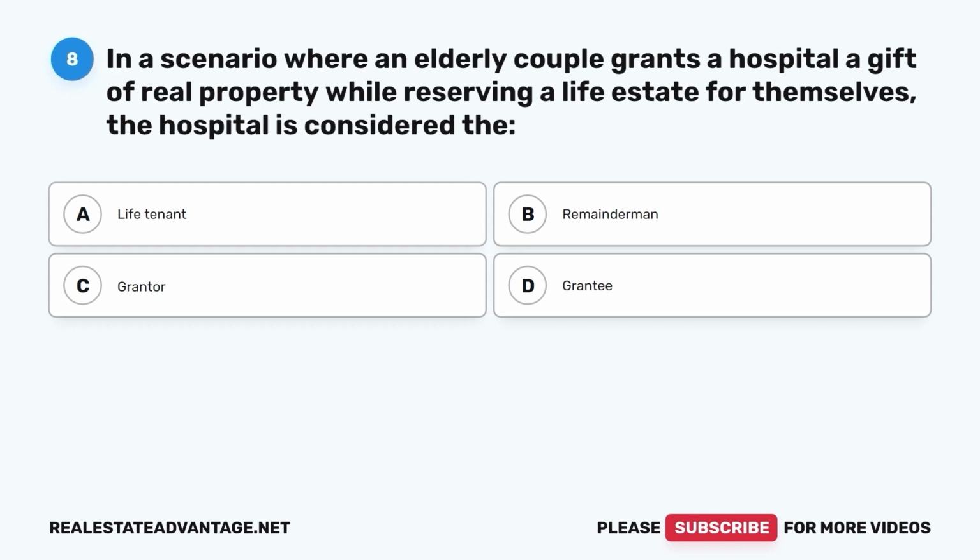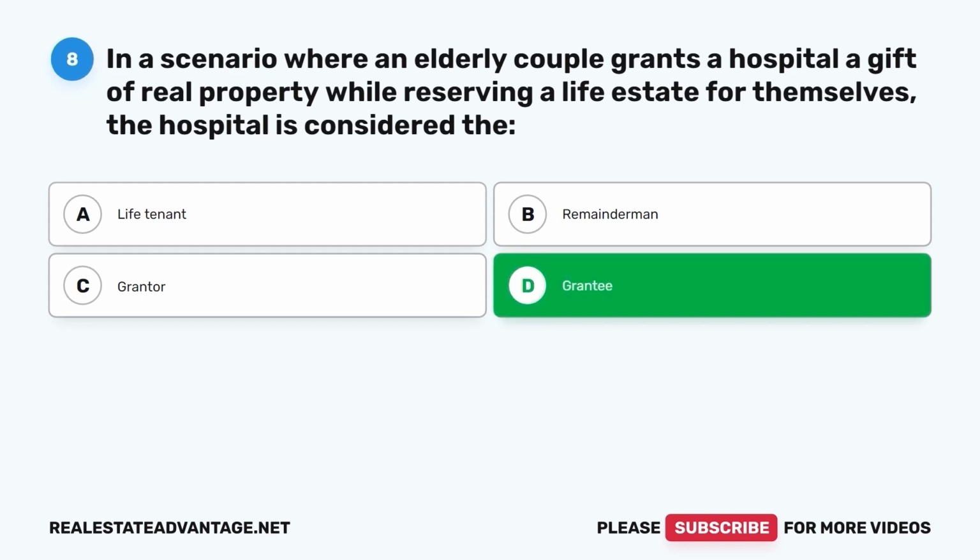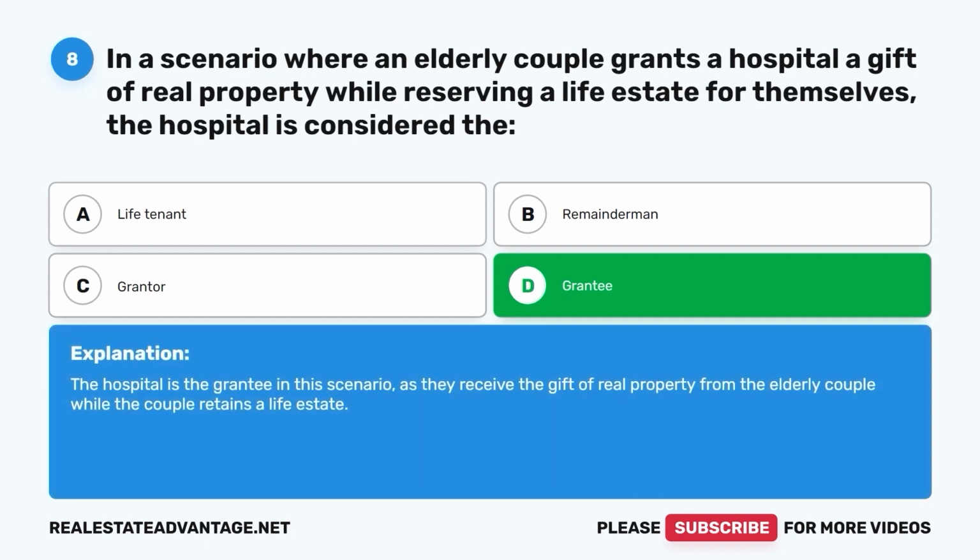Question 8. In a scenario where an elderly couple grants a hospital a gift of real property while reserving a life estate for themselves, the hospital is considered the A. Life tenant. B. Remainderman. C. Grantor. D. Grantee. The correct answer is D. Grantee. The hospital is the grantee in this scenario, as they receive the gift of real property from the elderly couple while the couple retains a life estate.